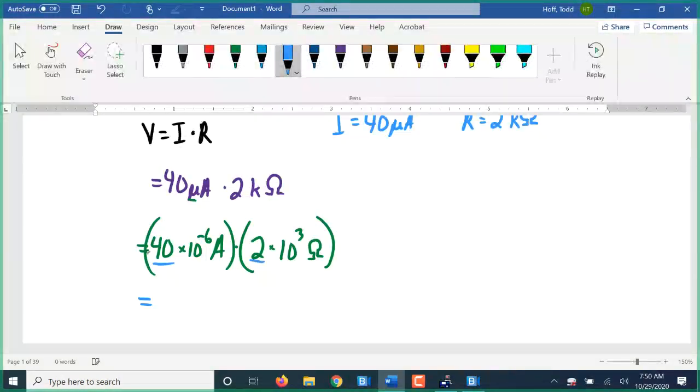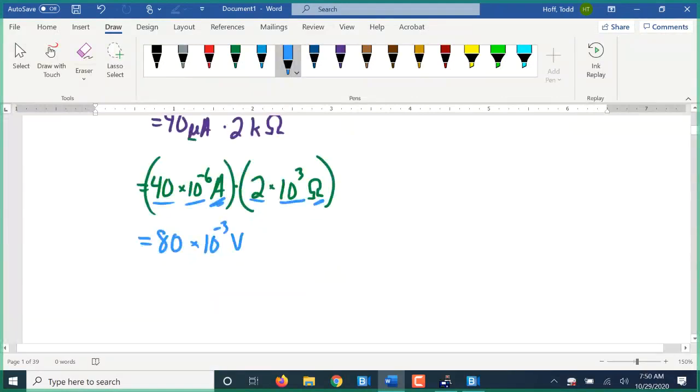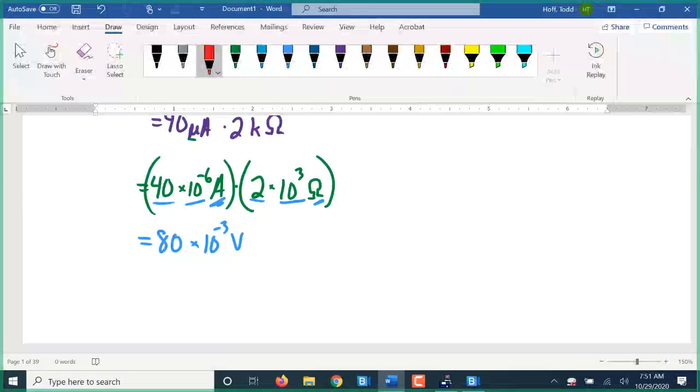We combine the counts. 40 times 2 is 80. We combine both of the names. 10 to the negative 6 times 10 to the third is 10 to the negative 3. An amp times an ohm is a volt. I wouldn't expect you to know the amp times an ohm is a volt, but for now, at least know the metric prefixes. And of course, 10 to the negative 3 is milli, so this is 80 millivolts. So the engineering notation does have its place.